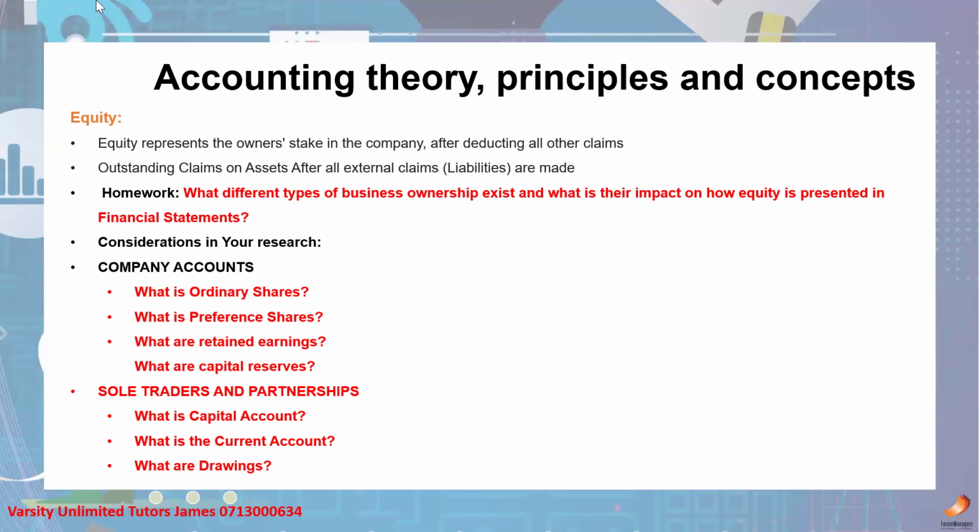So equity represents the outstanding assets, or the outstanding claim on assets, after all other liabilities or after all other external claims have been made. Now, equity is recorded differently depending on the nature of your business. If you are looking at a company, they will be talking about the shareholders of the company, the ordinary shareholders, the preference shareholders, the retained earnings of the company, the capital reserves of the company. We will talk a little bit deeper about these things later on.